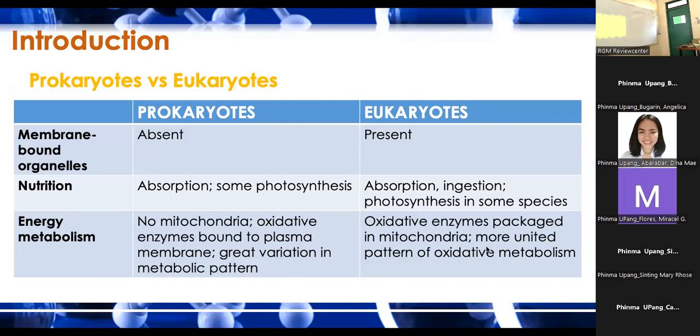Then wala silang mitochondria. The eukaryotes have mitochondria. Mitochondria, or mitochondrion, is the powerhouse of the cell. Di ba laging ganyan? So, it produces energy for the cells through oxidative phosphorylation. Okay? Which we will discuss later on. So, now, let's proceed.